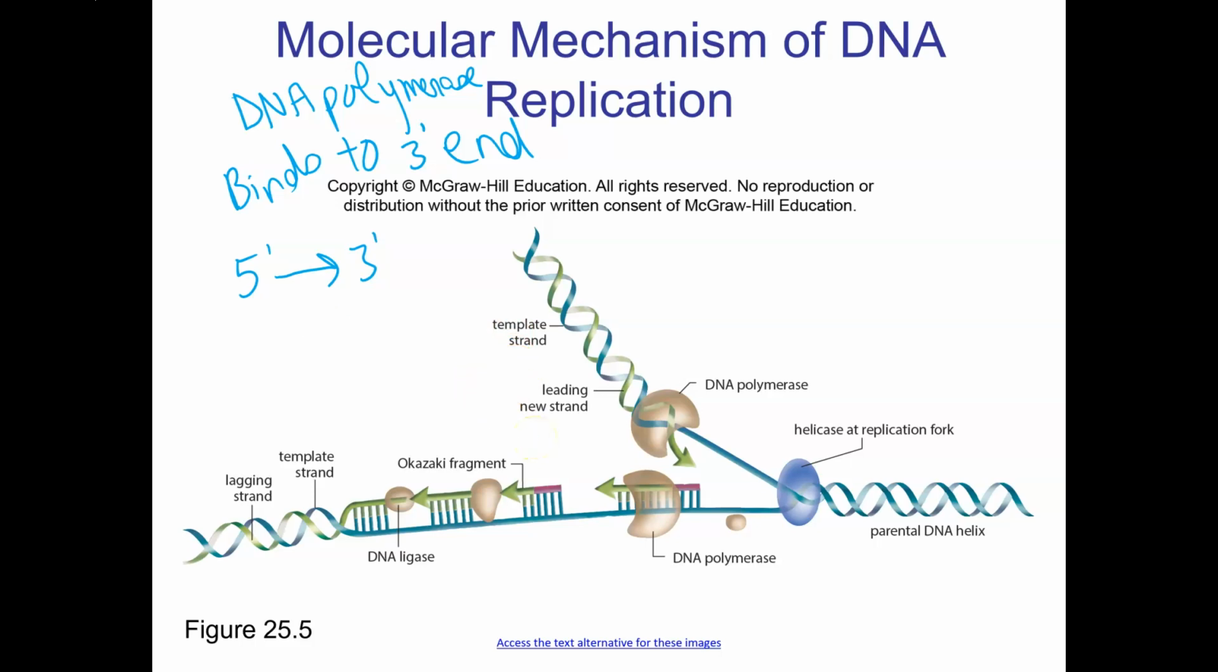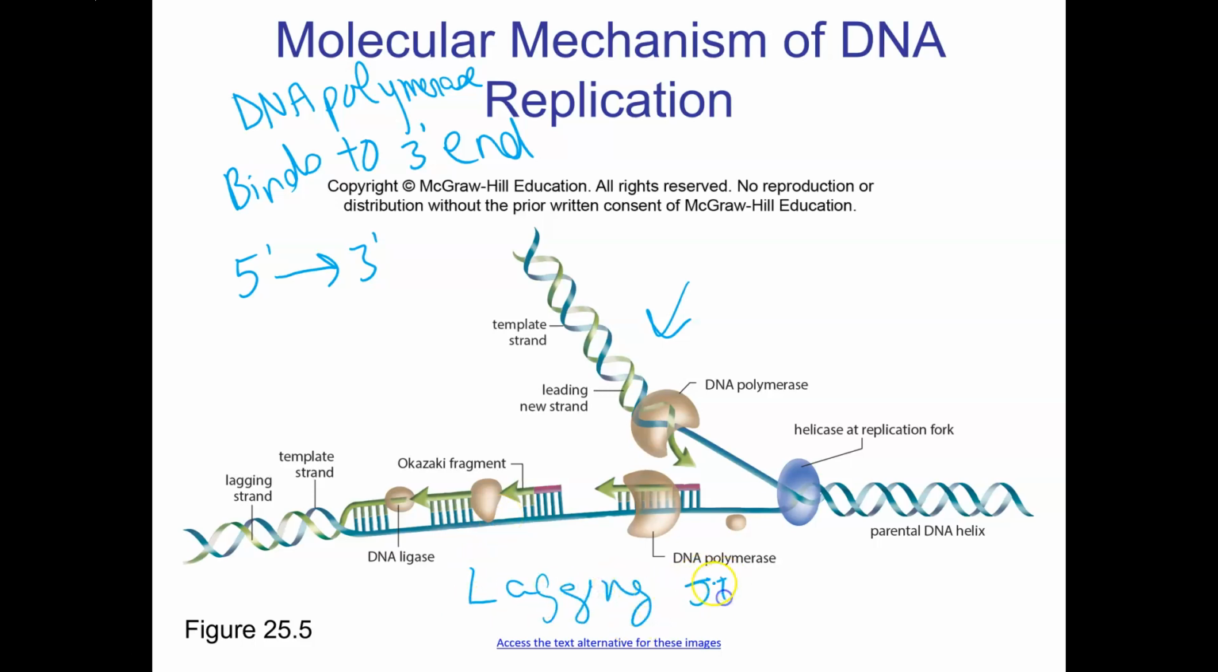And so one strand of DNA is going to be synthesized continuously, and that's called the leading strand. So here you can see the continuously synthesized strand. And then the other side is going to be produced discontinuously. So this discontinuous replication occurs on the lagging strand.